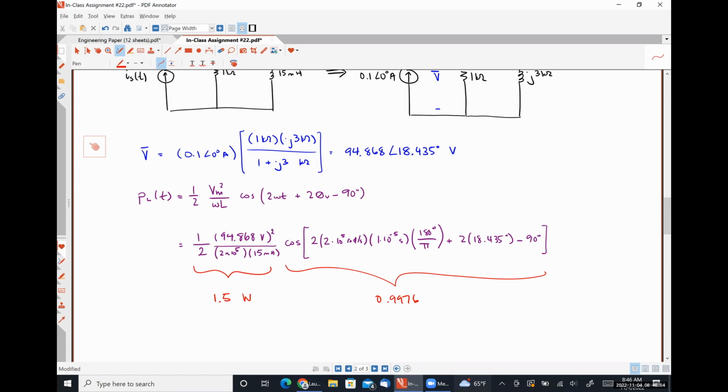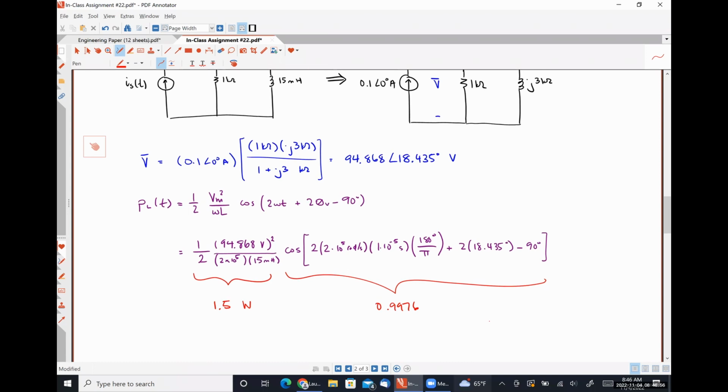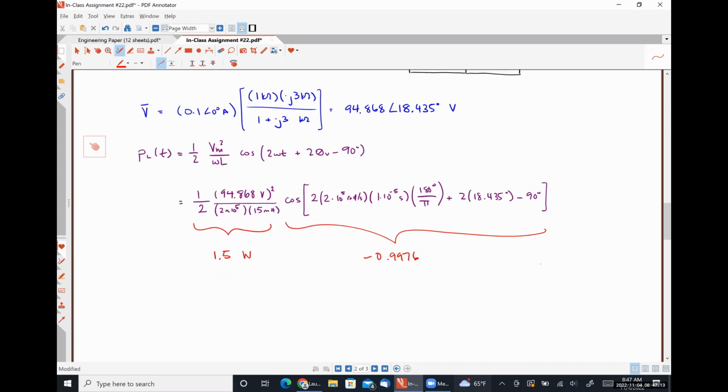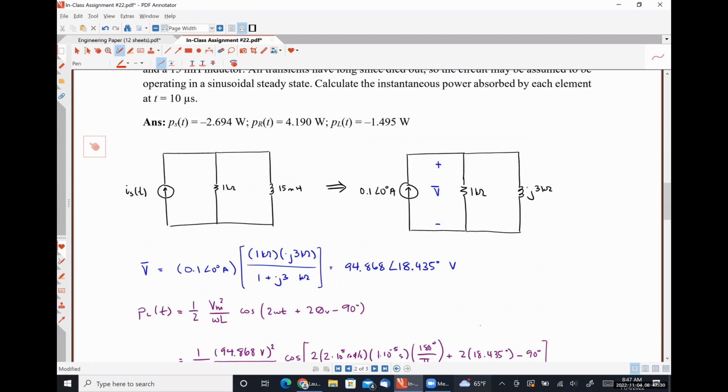Hold on. Sorry, because my calculator was in complex mode, I didn't notice that I had 0.9976 angle 180 degrees, which is the same thing as negative that number. When I multiply these two things together, I get PL at 10 microseconds to be 1.496 angle 180 degrees, or negative watts, and seems pretty dang close, a little bit of rounding error.